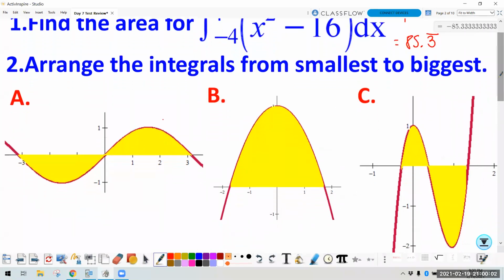All right, for number 2, arrange your integrals from smallest to biggest. So smallest would be the one with more area under the x-axis. That would be C. This portion's a bigger area than this portion. So C is smallest.